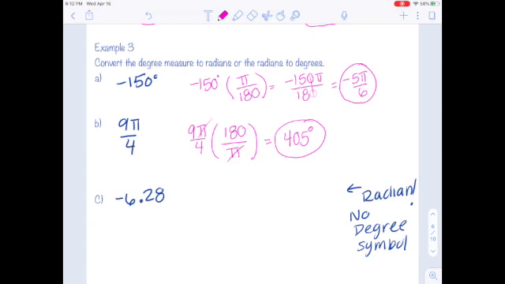Now, when you take a look at C, you're like negative 6.28. Wait, that is missing a degree sign. So if you don't have a degree symbol, you are in a radian. So you can actually type in your radian and round to the nearest, in this case, 100th, and get a decimal version of the radian. So what you need to remember is if there is no degree sign, you are not in degrees. You are in radians.